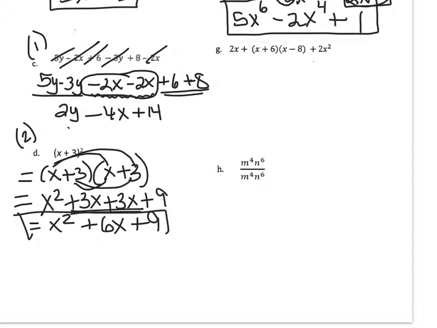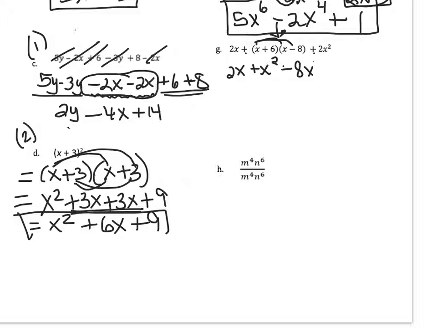Now letter G was also worth 2 points because there was 2 steps. You can see you have addition here, but in here you also have multiplication. And multiplication, when you think of PEMDAS, always comes before addition. So I'm going to bring down this 2x, and I'm going to go ahead and multiply by double distributing in the middle. X times x gives me positive x squared. X times negative 8 gives me negative 8x.